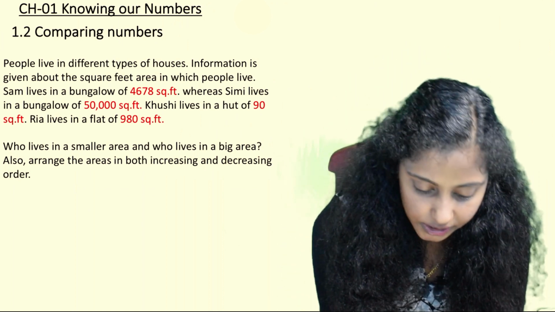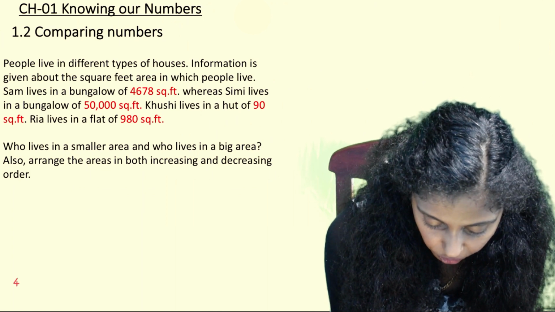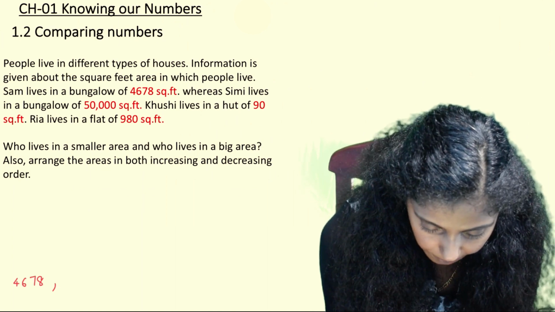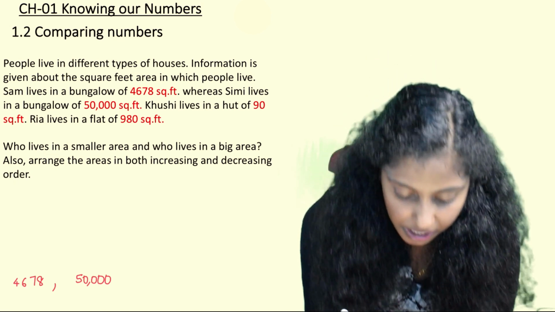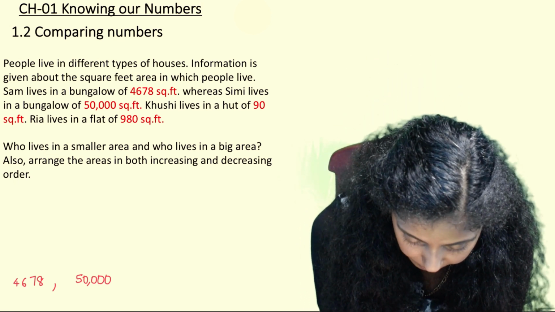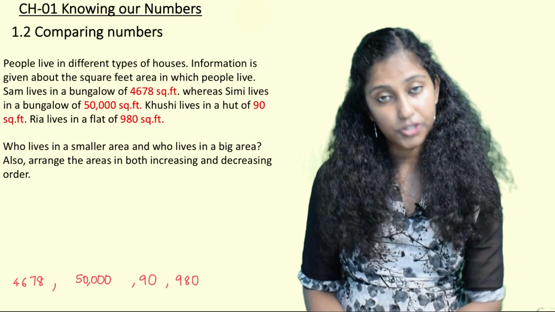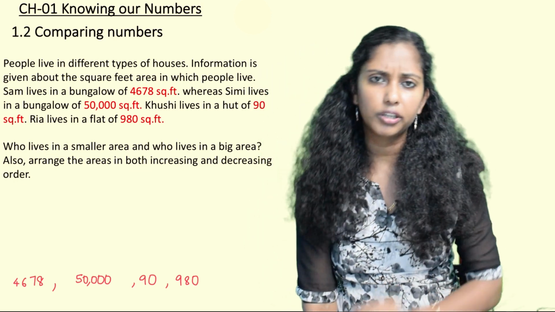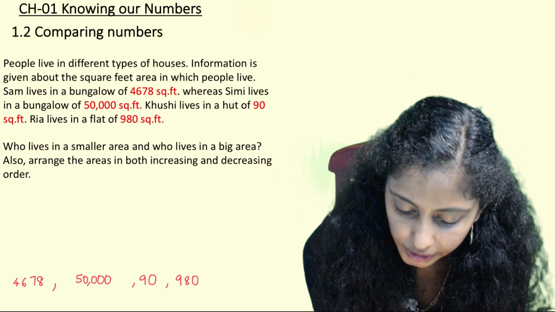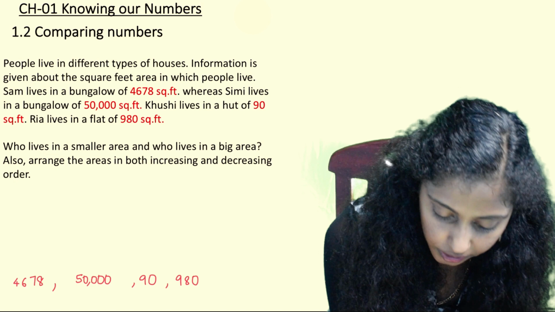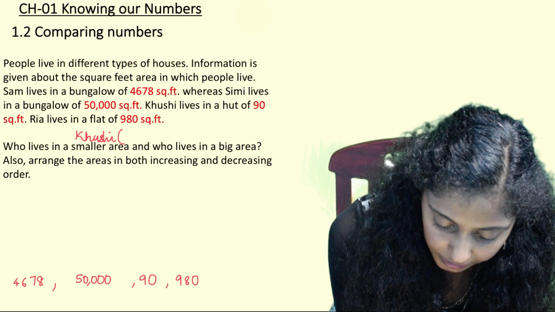Now when I see all these numbers, if I write all these numbers like this, 4678, then I write 50,000. 4678 has got 4 digits, 50,000 has got 5 digits, then 90 has got only 2 digits, and 980 has got 3 digits. So here 90 is the number which has got the smallest number of digits, that is 2. So who lives in the smaller area? Here the smaller area is 90 and here Khushi lives. The answer for the person living in the smaller area is Khushi, that is 90.